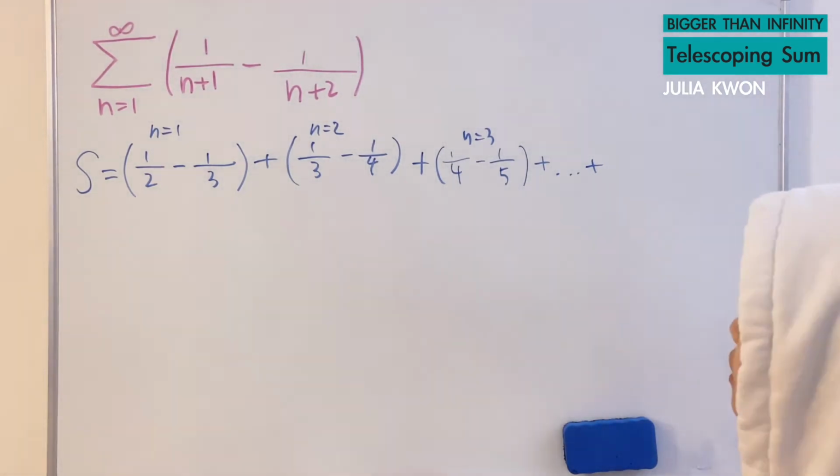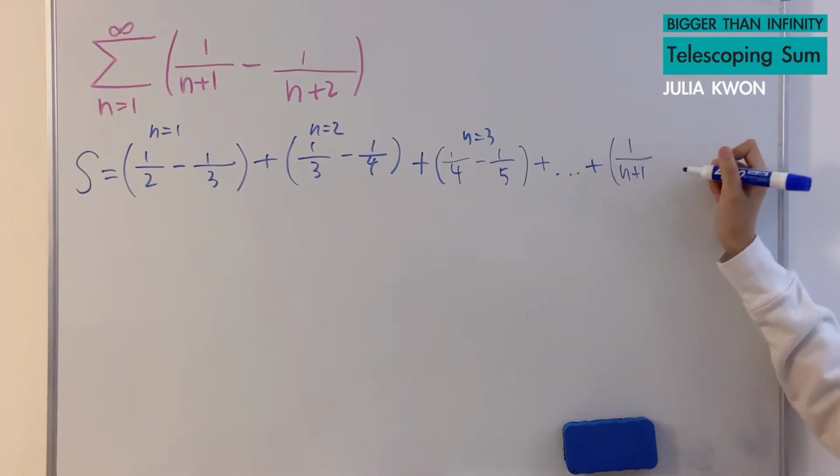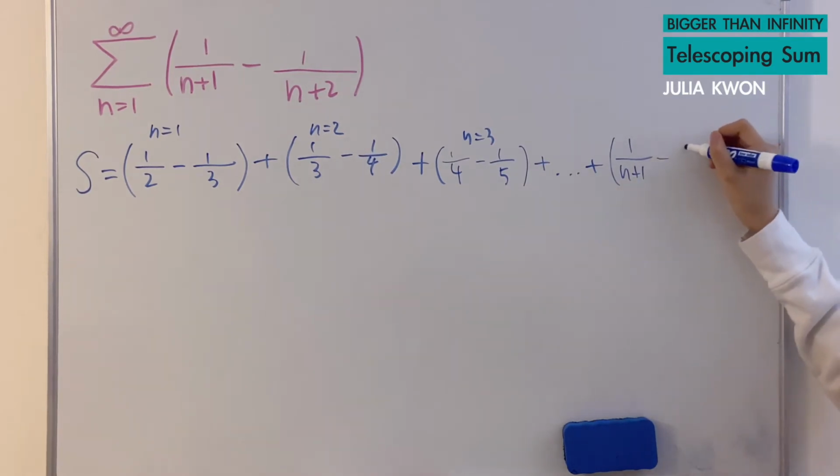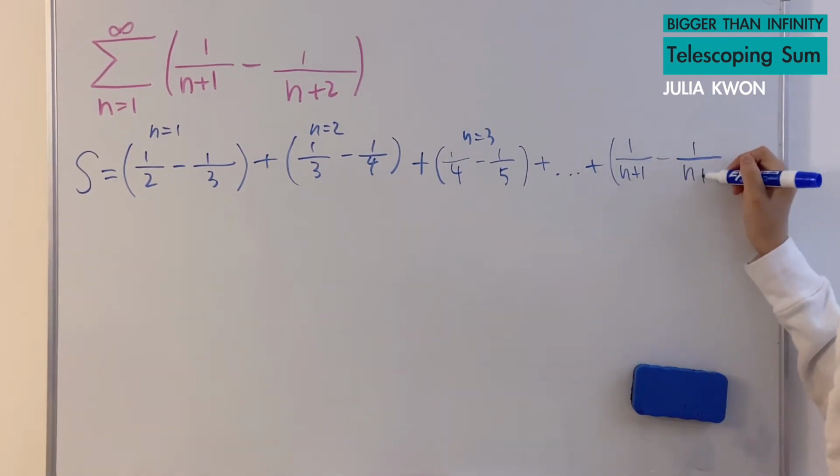the last few terms will be 1 divided by n plus 1 minus 1 divided by n plus 2.